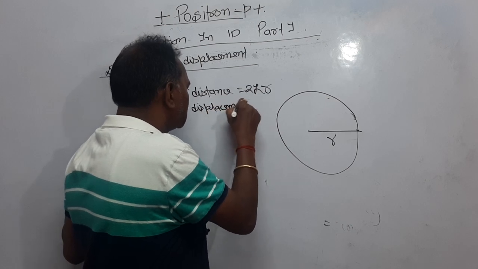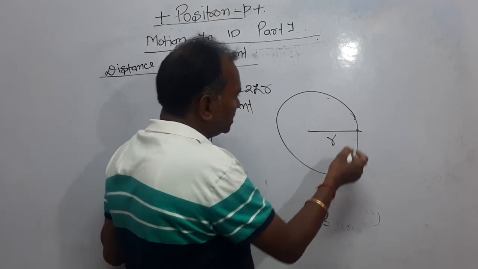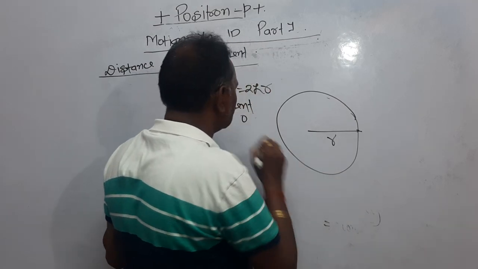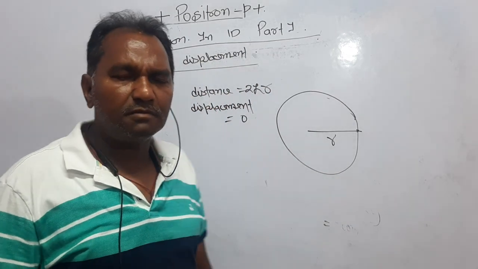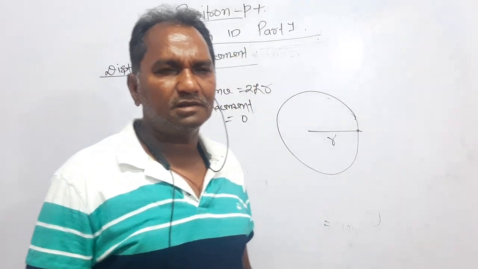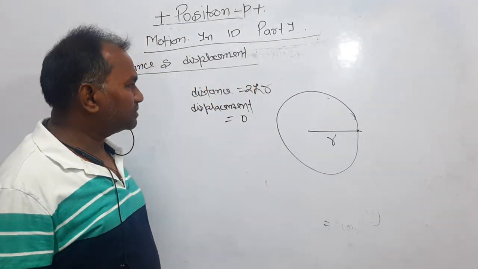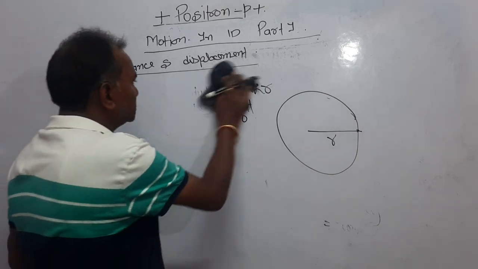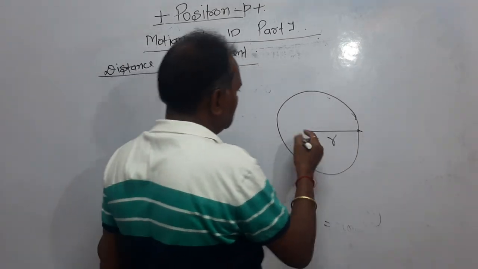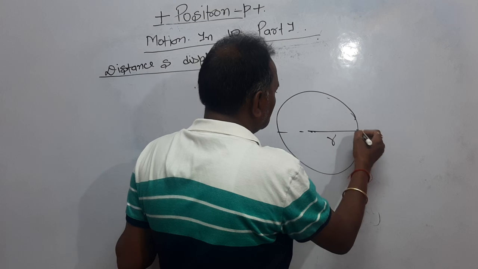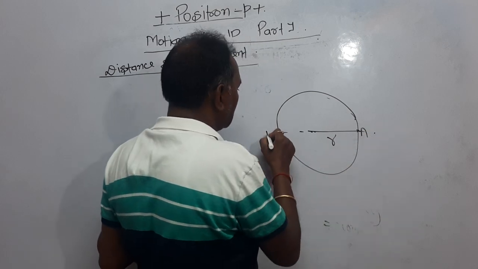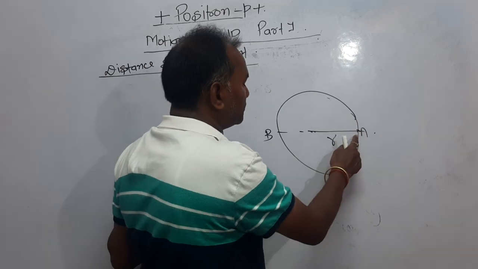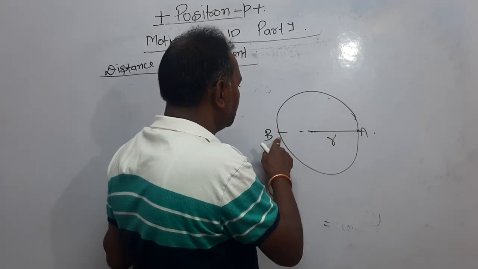Look here. Displacement will be, it begins its motion from here and comes to here again, and that is 0. Final minus initial, that is 0. Displacement in this case is 0. Dear students, what happens in half of the cycle? Half of the cycle means the body begins its motion from A and ends at B.